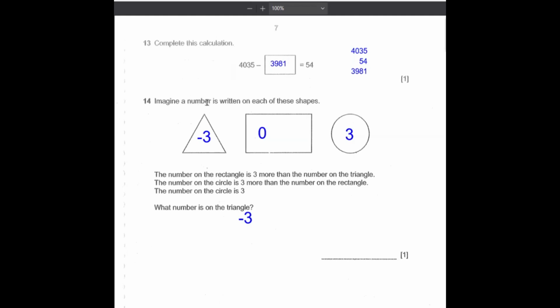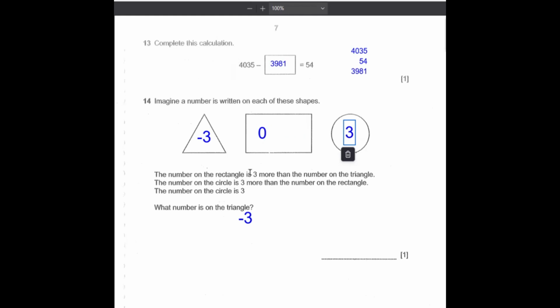They say imagine a number is written on each of these shapes. They say the number on the rectangle is 3 more than the number on the triangle, and the number on the circle is 3 more than the number on the rectangle, and the number on the circle is 3. So you can start with the number on the circle is 3. I wrote 3 here. They said the number on the circle is 3 more than the number on the rectangle. This one is 3 more than this one. So to find this one, you could say 3 minus 3, which is equal to 0.